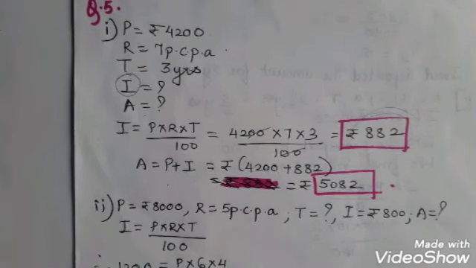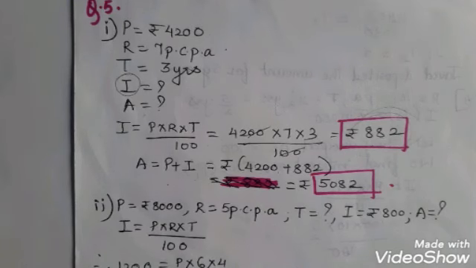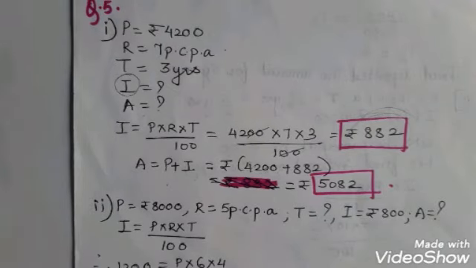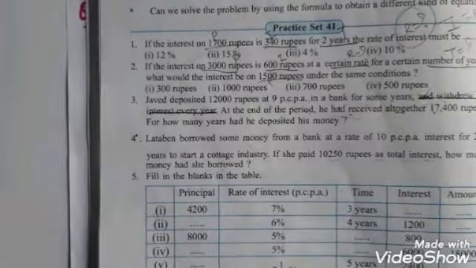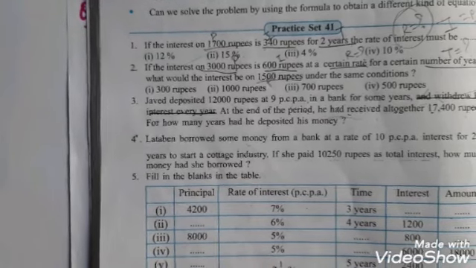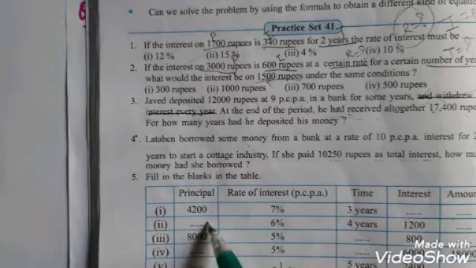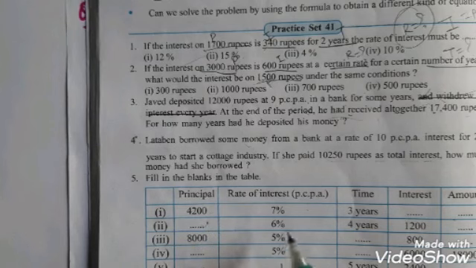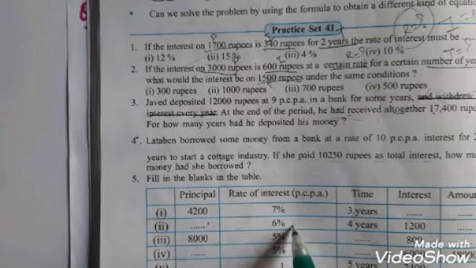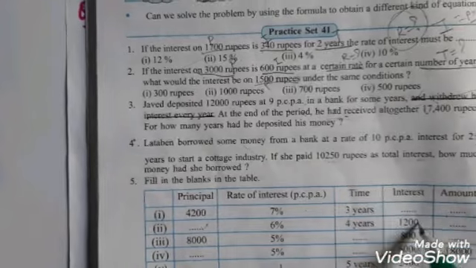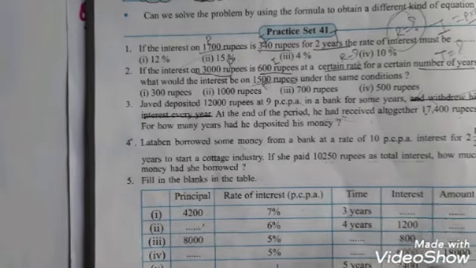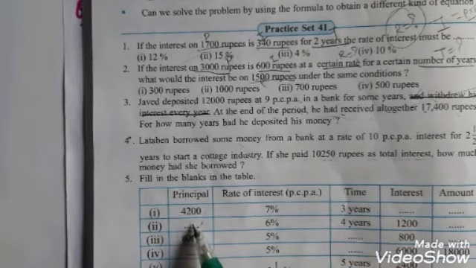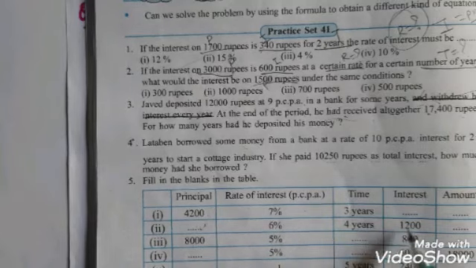Now in second question, let's see what has been given to us. In second question, principal is not been given to us. So we have to find the principal. Then the rate of interest is 6% per annum is given. Time is given and interest is given. So we have to find the amount. So we have to find principal and we have to find amount.